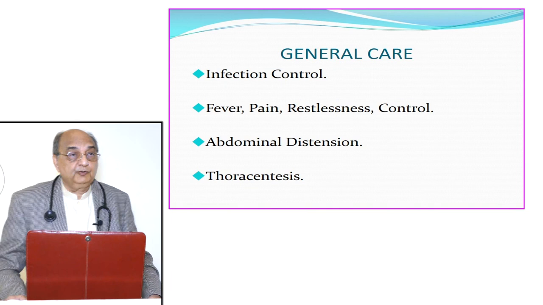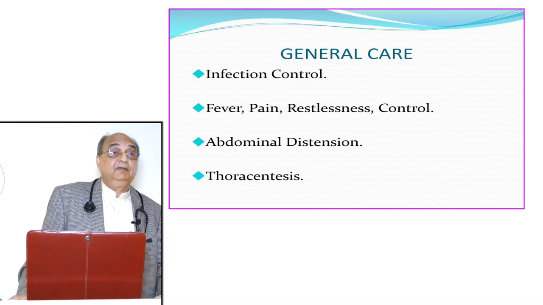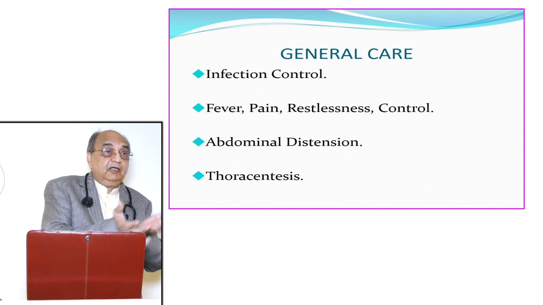Then try to reduce the abdominal distension. How can you reduce it? You look at whether the patient is passing stool or not. Then you put the nasogastric tube in, suck, and take the secretions out. Because distension of the abdomen puts pressure on the diaphragm, and that puts pressure on the lower part of the lung, which enhances the atelectasis and enhances the shunting of the blood. So that's very important also.